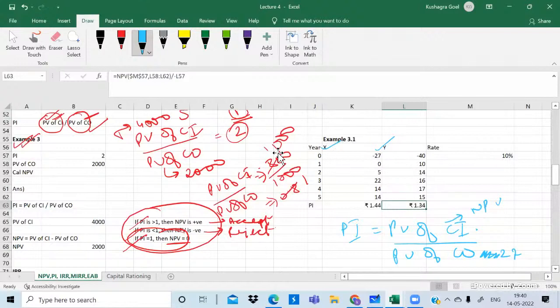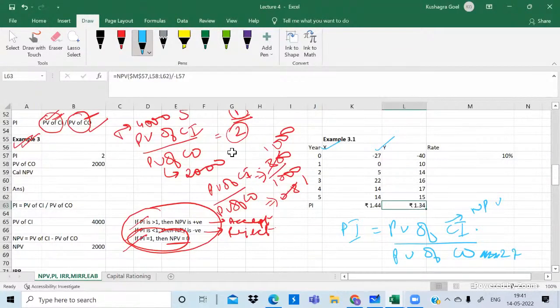Any doubt with example 3.1? Yep. Any questions on profitability index? Okay. I've got a question for comparison of two projects of unequal duration. What should we use, NPV or PI?